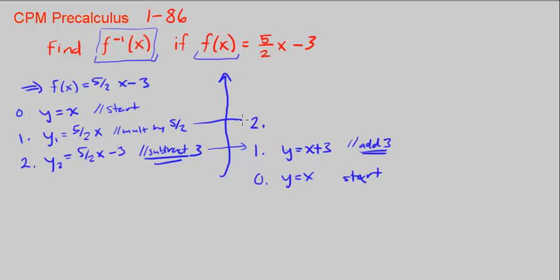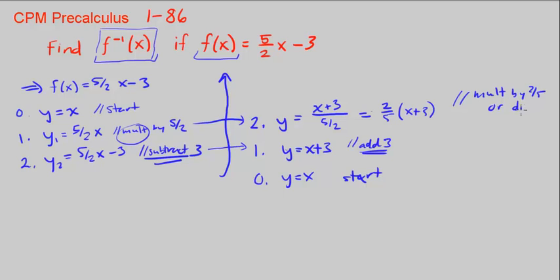Step 2, we want to do the opposite of multiply by 5 halves. So y is equal to, so the opposite of multiplying by 5 halves is dividing by 5 halves, right? x plus 3, and we divide that all by 5 halves, right? Or another way we can think about this is we multiply by 2/5. So this is the same thing as 2/5 times x plus 3, okay? So that's either multiply by 2/5 or divide by 5 halves. And those are the same thing. Multiplying by 2/5 and dividing by 5 halves is the same thing, okay?